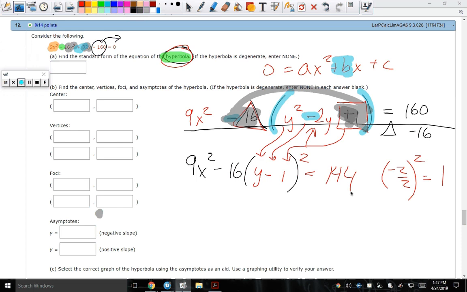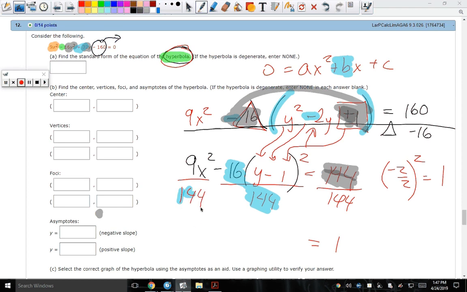Now, does what I have right now, in this form, look like your formula charts? Does it look like a hyperbola? Yes or no? No. Because of what number? What number up here makes it not look like a hyperbola right now? 144. 144 must equal what? 1. So guess what we're going to do? We're going to divide all of these pieces by 144 to get this to 1 and see what these reduce to. So in your calculator, please put 16 over 144, and then put 9 over 144, and let's see what those reduce to.